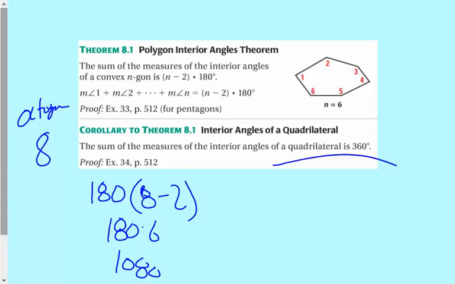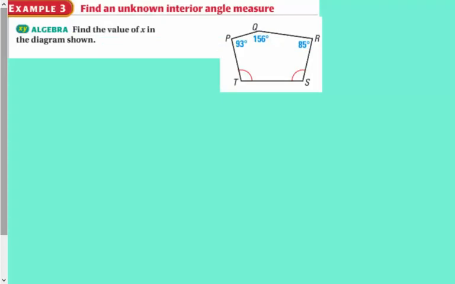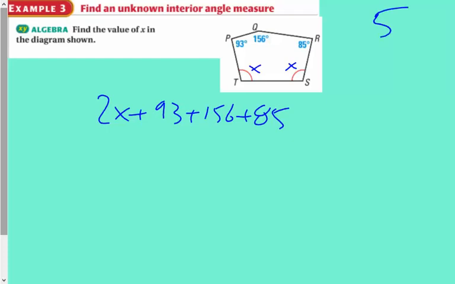So this is our main theorem right here. That's what you guys need to know. This formula right there. All right, and then let's just figure out what x is. There's not even an x in here. There should be one in that. We'll call that x. And since those are equal, we have 2x plus 93 plus 156 plus 85. Now this is a pentagon. It's a 5-sided figure, so we're going to do 5 minus 2 is 3. 3 times 180 is 540. And then you can solve that equation for x to get your value. So figure out the total sum, and then go about your business of solving for x.